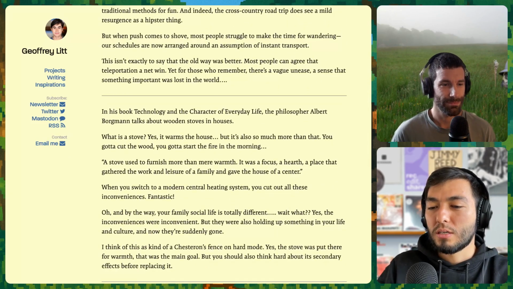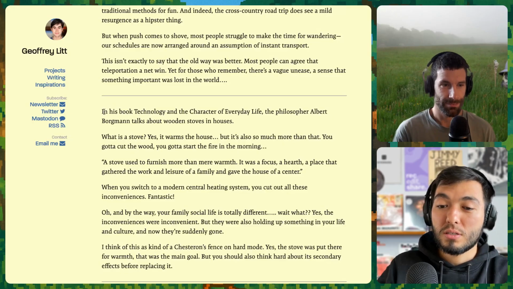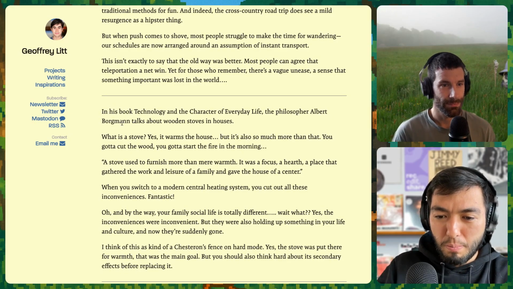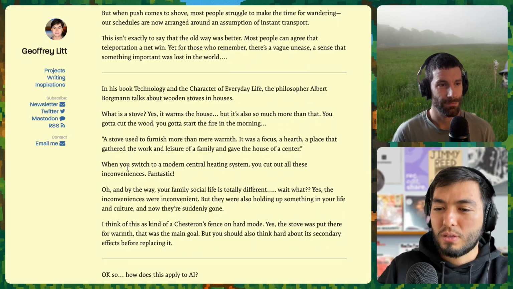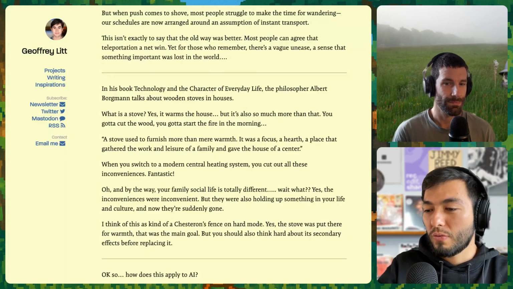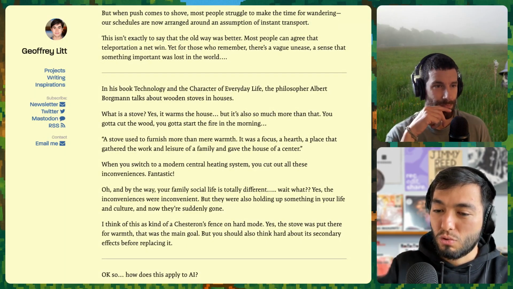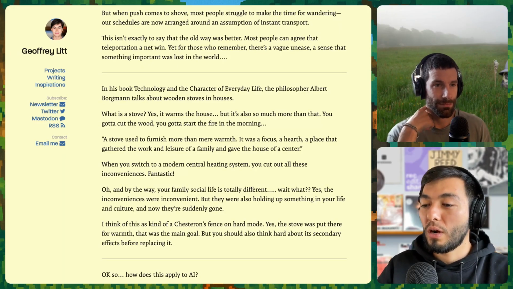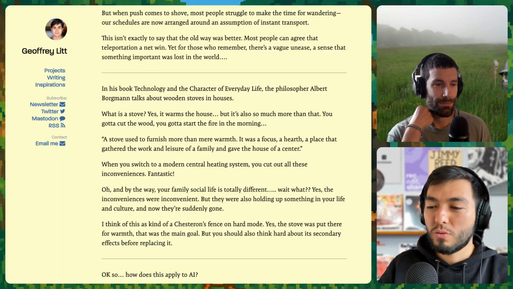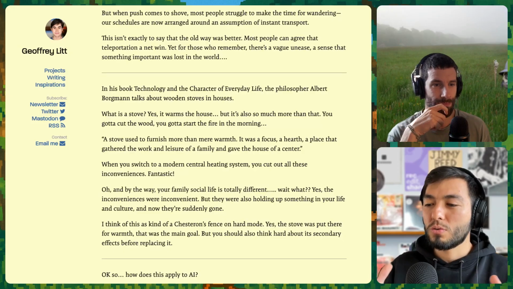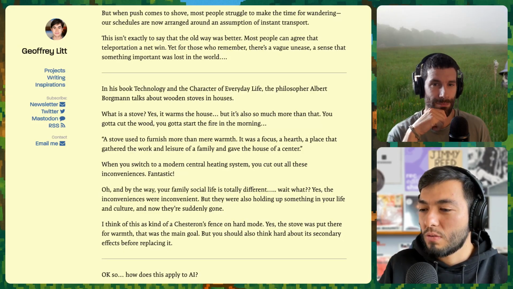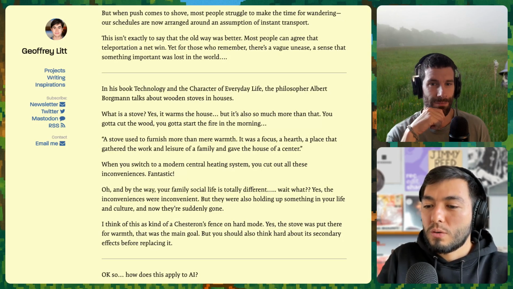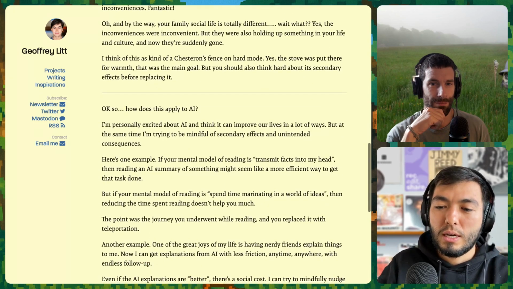So he also brings another analogy, from a philosopher, Albert Borgmann, who talks about the difference between a wooden stove and, I guess, a gas one or something, right? In the beginning, if you had a wooden stove and you wanted to warm up your house, you had to chop the wood, you had to do all these things. There was a whole culture, a whole tradition to it. So these technological advancements also change our culture, change the way that we do these things, right?